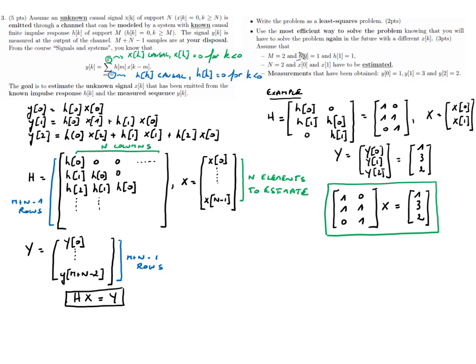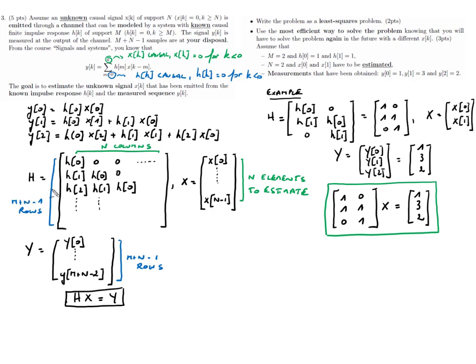So let us look at our example here. We have here m is equal to 2, right? So this means that our channel has only two elements in the impulse response, the others are 0. N is equal to 2, so the signal we're emitting and that we want to estimate has only two non-zero x's, right? And this means that we'll have m plus n minus 1, so 3 measurements. The first one, y0 is 1, y1 is equal to 3, and y2 is equal to 2, right?